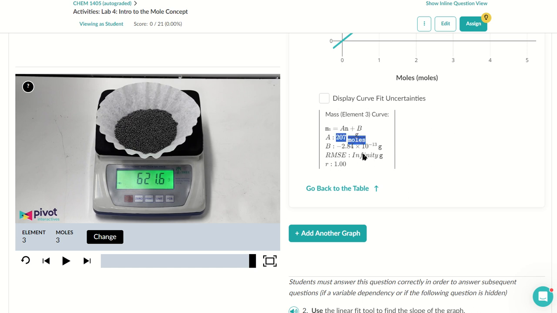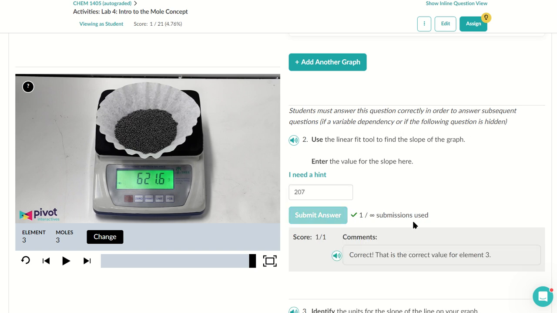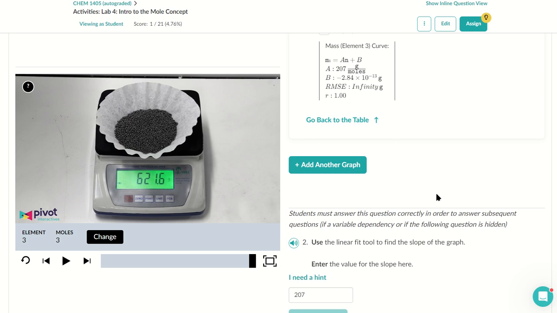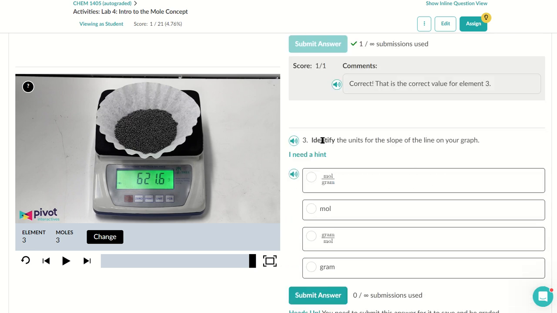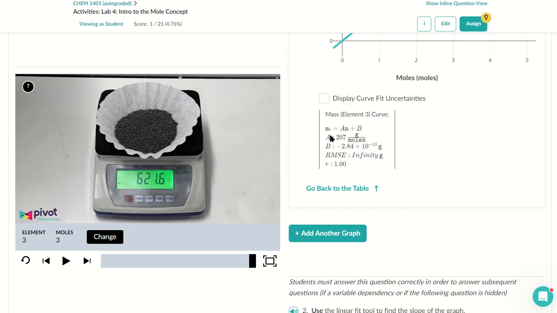And here this is telling me that my slope is 207 g over mole. So here I would put in that my answer is 207, right? So that information's right there. Nothing much to overthink. Next, identify the units. Luckily, that's also being given to you. So grams per mole. But let's talk about this.